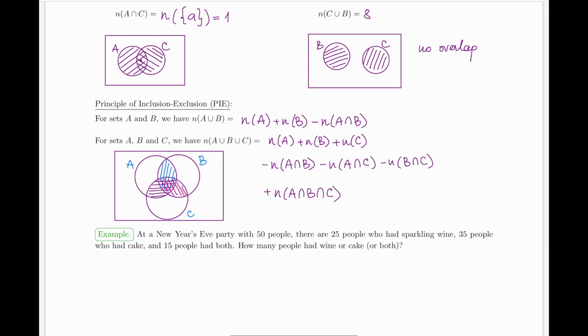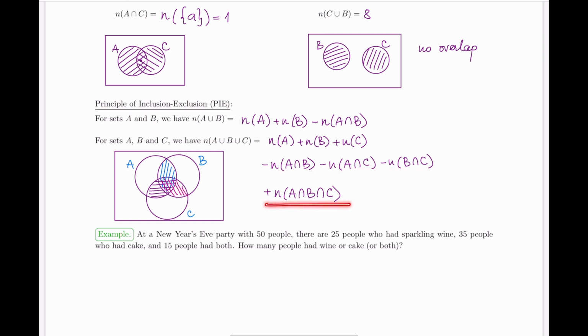Okay? And this is actually how we generalize the principle of inclusion-exclusion to any number of sets. We're going to start by accounting for all the full sets. Then we're going to subtract all of the 2 by 2 intersections.